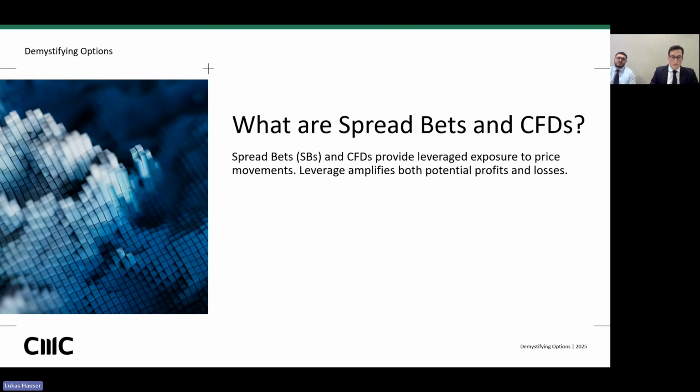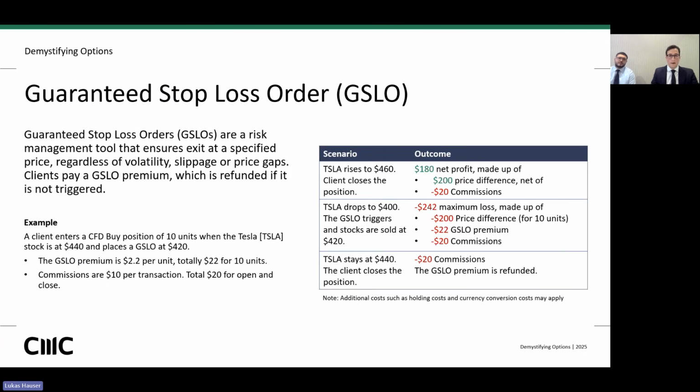The first tool that we discuss here is the guaranteed stop loss order, also called GSLO. This tool is used for risk management, and it ensures an exit at the specified price, regardless of volatility, slippage, or any price gaps. But to reduce the risk, a client needs to pay a guaranteed stop loss order premium. This premium, however, is refunded should the GSLO not be triggered. I think it's best to look at an example to really understand how it works.